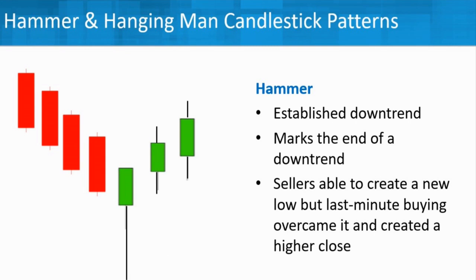What's happening is, sellers are able to create some new lows. That's why you have the long range to the long low there on the bottom. But last-minute buying overcame it and actually created a higher close. It started off with the opening lower again, like the trend was continuing, and the sellers were trying to sell even more, and it was really bearish, trying to go even further down in price and continue a strong downward trend. But now prices have reached their exhaustion level on the lows, and buyers are saying, no, this is maybe a good opportunity to buy.